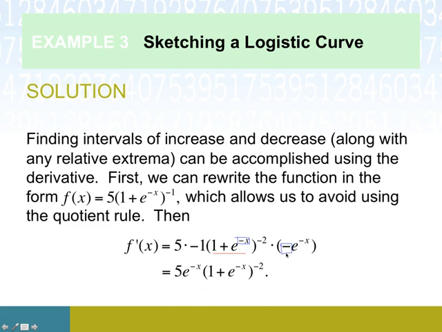Tidying up a little bit, putting the negative along with the -1, we get a positive, and now we're looking at this expression, 5e to the negative x times quantity 1 plus e to the negative x all to the -2.